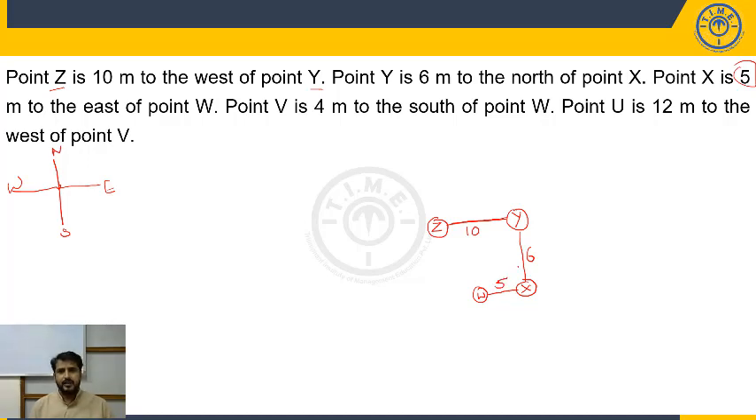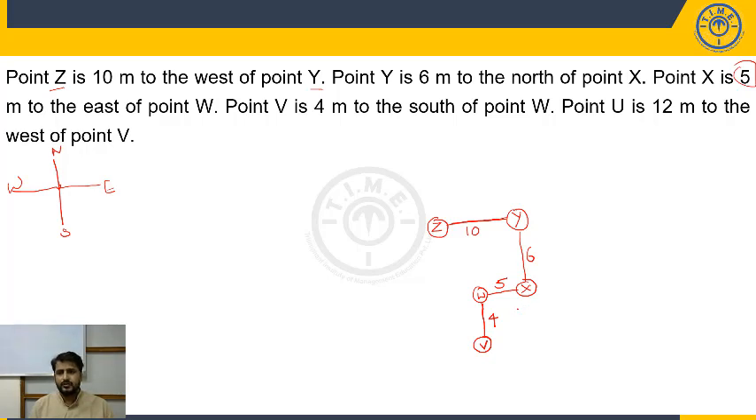Next, V is 4 meters to the south of point W. So V is south of W. W is already there. So V is south of W, so downwards. And in how many meters? 4 meters. Now what is the point? V.